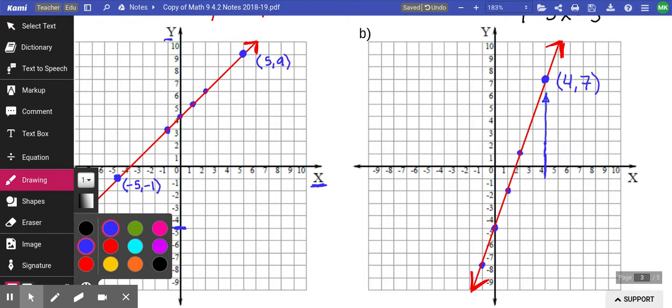Awesome. I want you to graph the next two, just so you practice graphing. I'll show you what the lines look like so you can see if you're right or wrong, and then we'll move on.